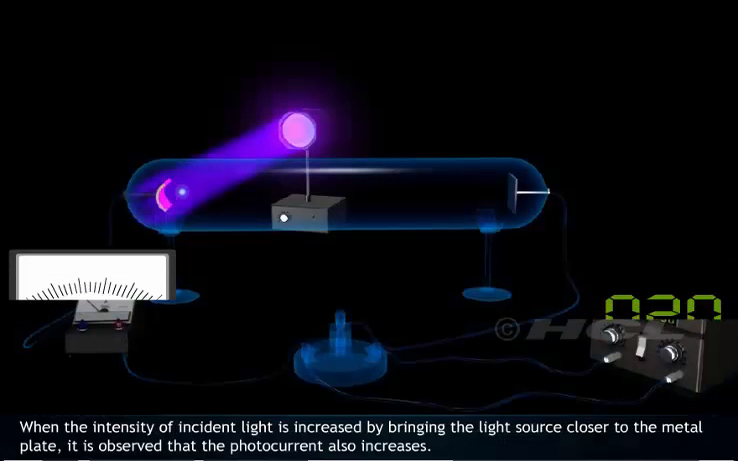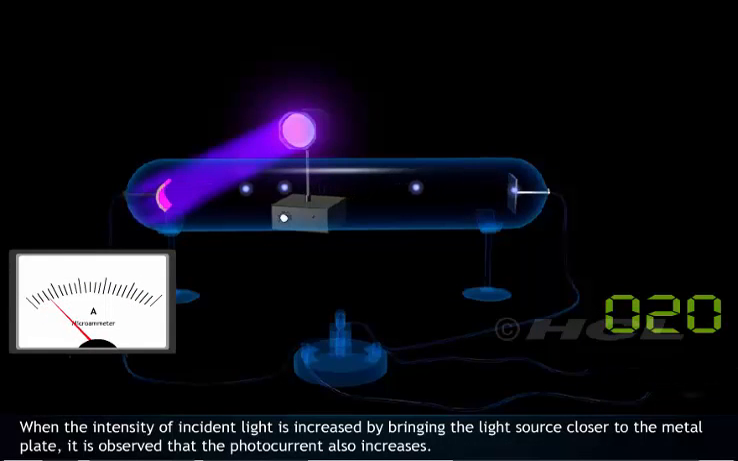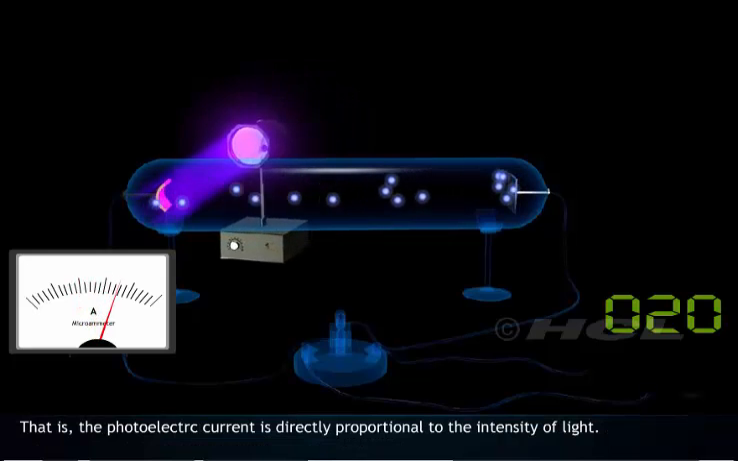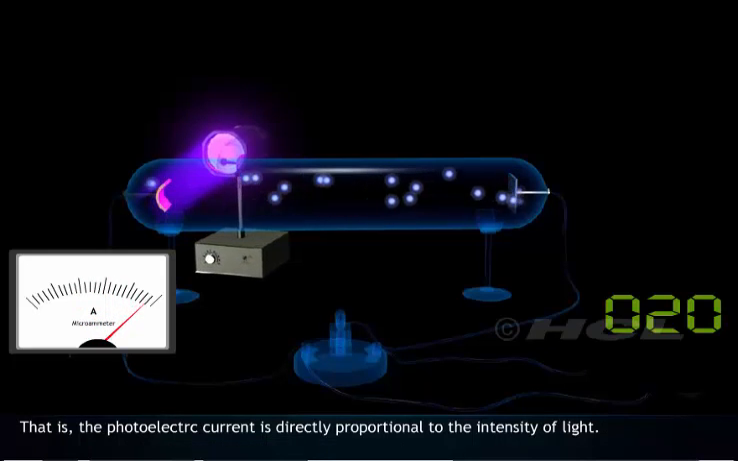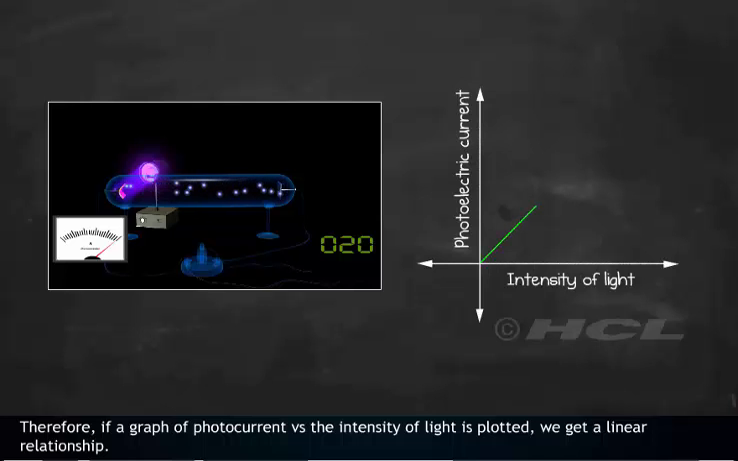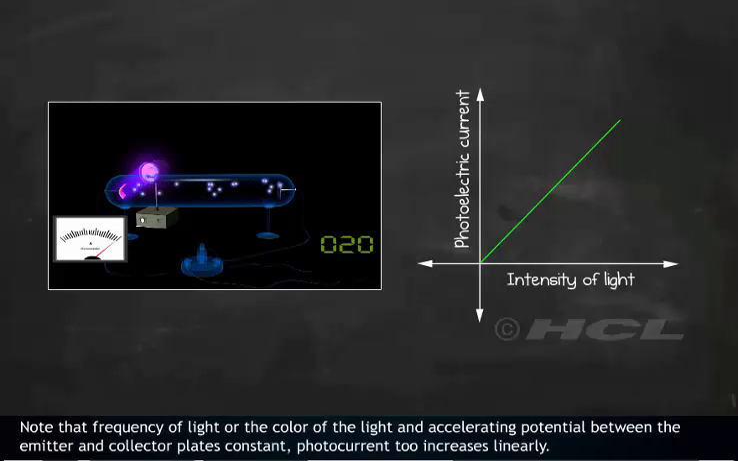When the intensity of incident light is increased by bringing the light source closer to the metal plate, it is observed that the photocurrent also increases. That is, the photoelectric current is directly proportional to the intensity of light. Therefore, if a graph of photocurrent versus the intensity of light is plotted, we get a linear relationship. Note that when the frequency of light, or the color of the light, and the accelerating potential between the emitter and collector plates are constant, photocurrent too increases linearly.